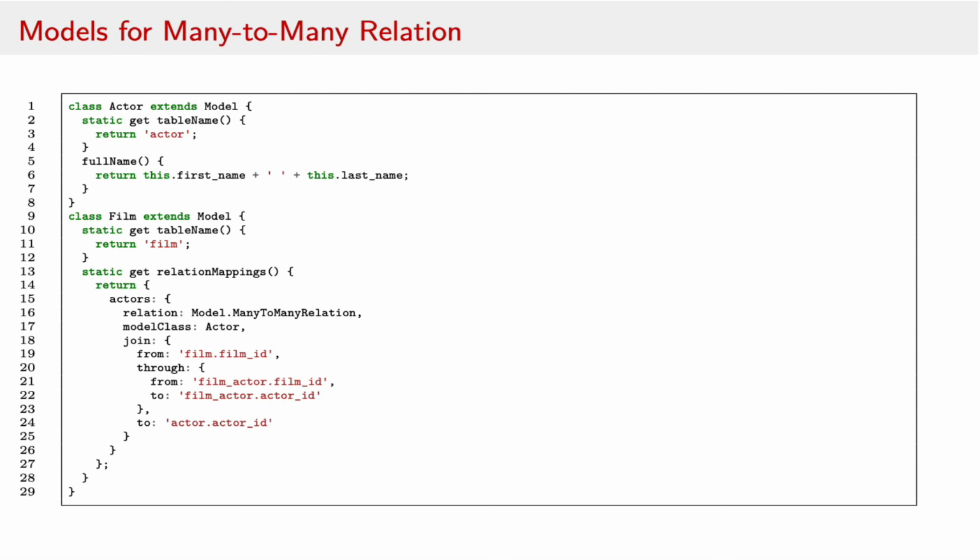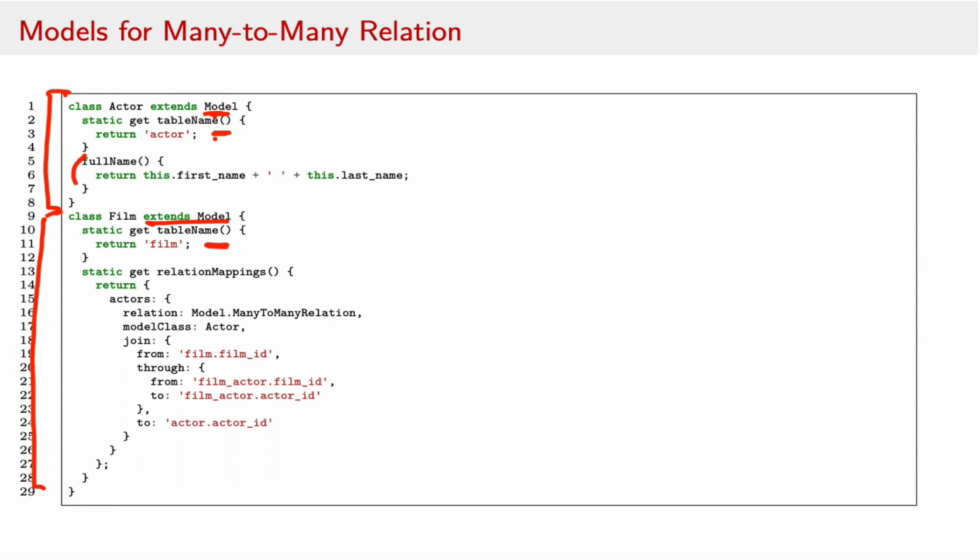So here is our actor model class. Again, we're extending the superclass that's coming from Objection. Actors live in the actor table, so we have to have a table name function. We'll come back to this full name here in a second. And that's all I'm putting in on the actor side. Then I've got another model class here for film, which also extends the Objection model class. I've got to tell it the name of the table is film.